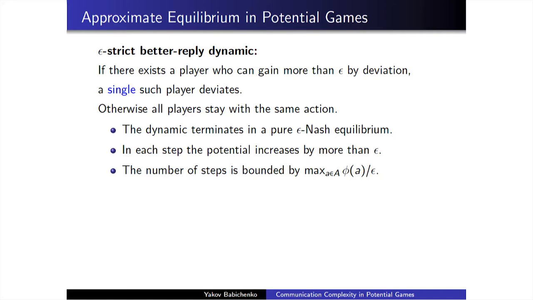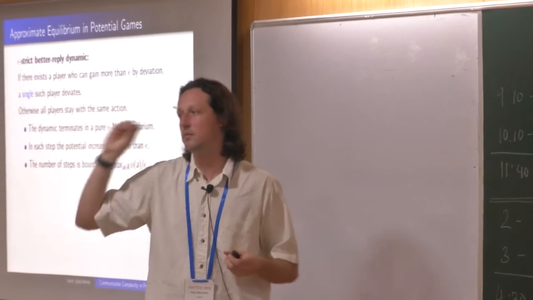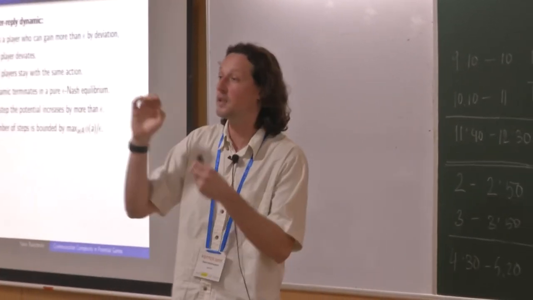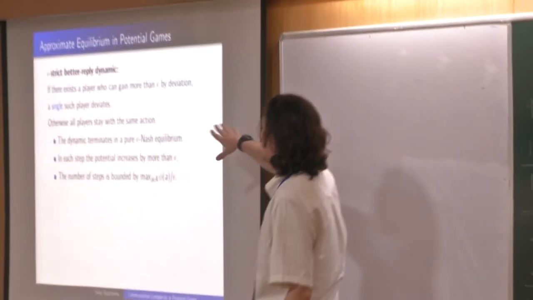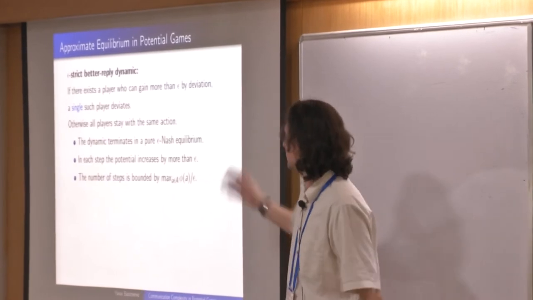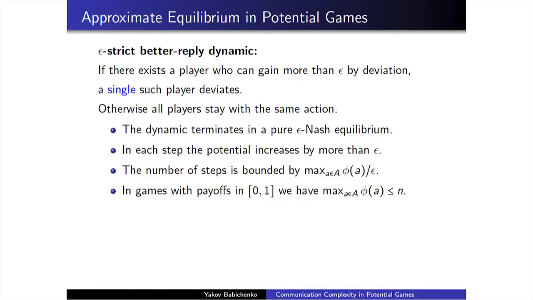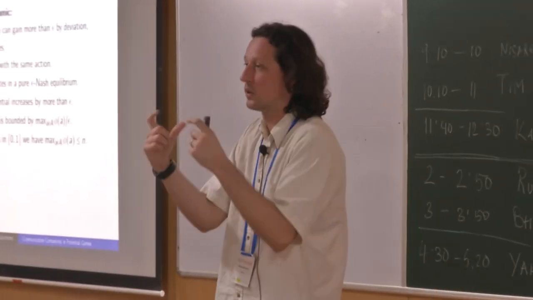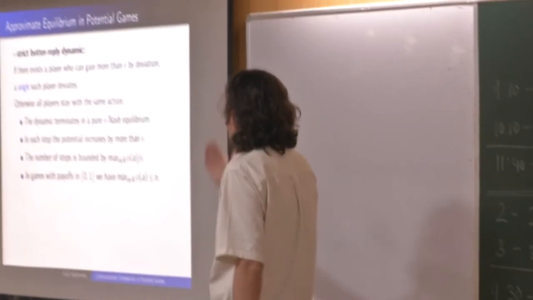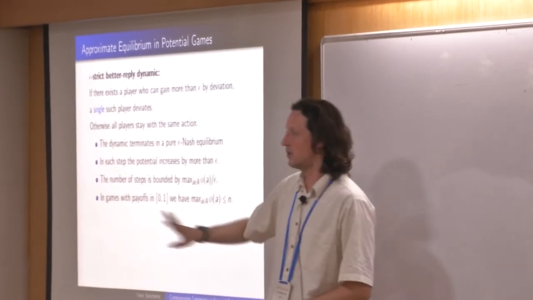divided by epsilon. In each step, I pick one player who can gain more than epsilon by deviation, if such exists, and if not, I stop at this point. This is a dynamic that works quite fast. In fact, once we talk about approximate equilibria, we typically have to assume some bound on the utilities, so we typically normalize them to 0-1. And in games where the utilities are in 0-1, the potential is bounded by n.